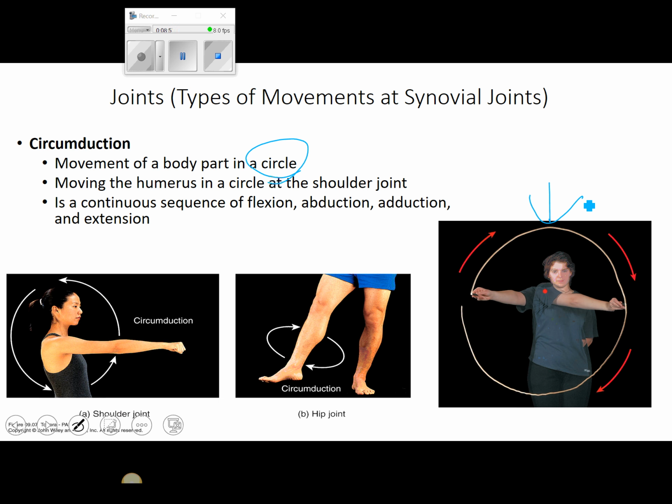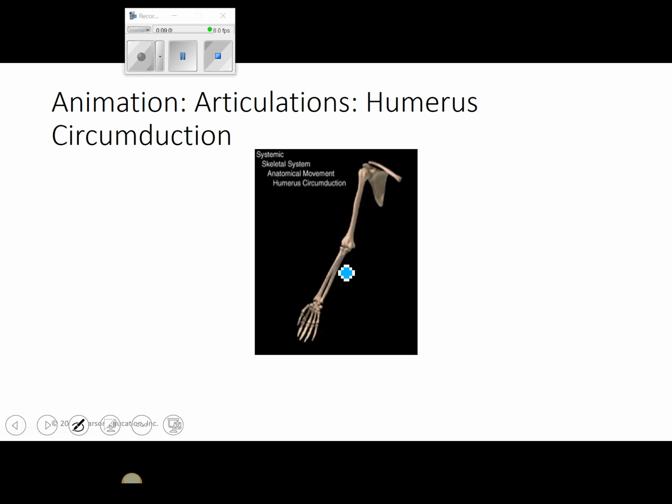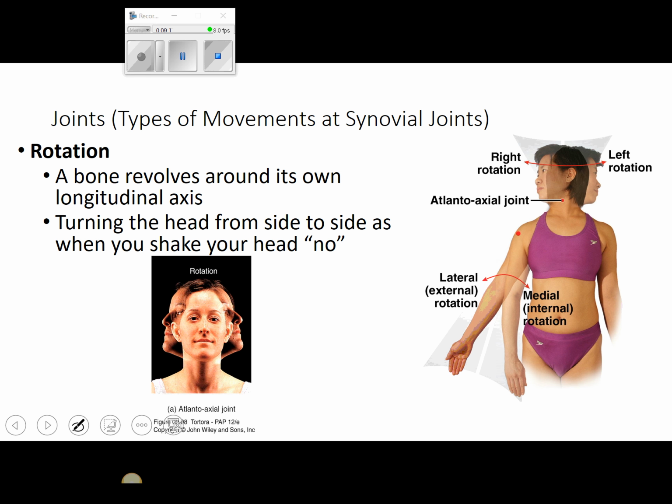If you look down here, we're giving you an example, of course, of your shoulder joint and also your hip joint. Both of those are ball and socket joints, which allows the circumduction movement. Okay, again, here is an animation on the humerus circumduction. You can watch that when you get a chance.